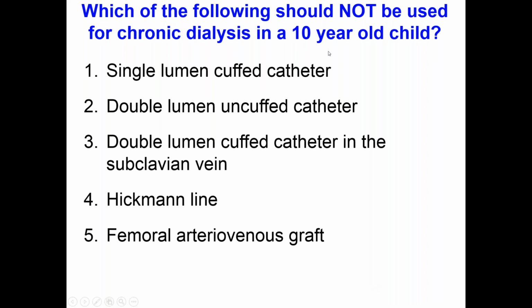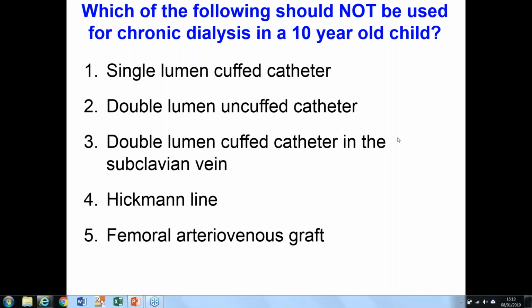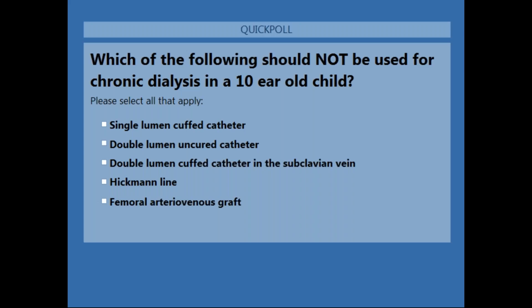Now we're going to a higher age, to a 10-year-old child. So, if we go to this question here, which of the following types of lines should not be used for chronic dialysis in a 10-year-old child? Take a look at the question, please. And again, you can have multiple correct or multiple wrong answers. And remember, this is chronic dialysis, so long-term dialysis, where you want to try and choose the optimal vascular access possible. And I think this is a fairly easy question, but we will be going through all of these points together.